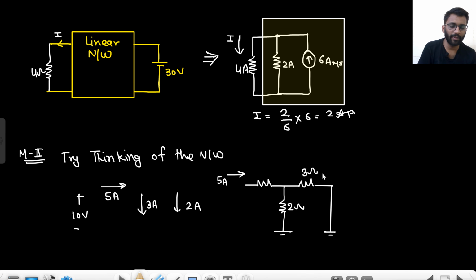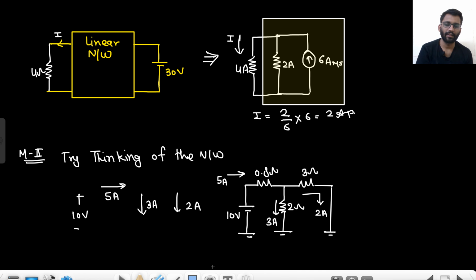Both of them will give me 1.2. I need a total of 2 ohm resistance. These two are giving me 1.2, so this has to be 0.8 ohm, right? And I have a battery of 10 volt here, right? So all these things are satisfied: 10 volt battery, 5 ampere current is going that way, 2 ampere current is going that way, and 3 ampere current is going that way.